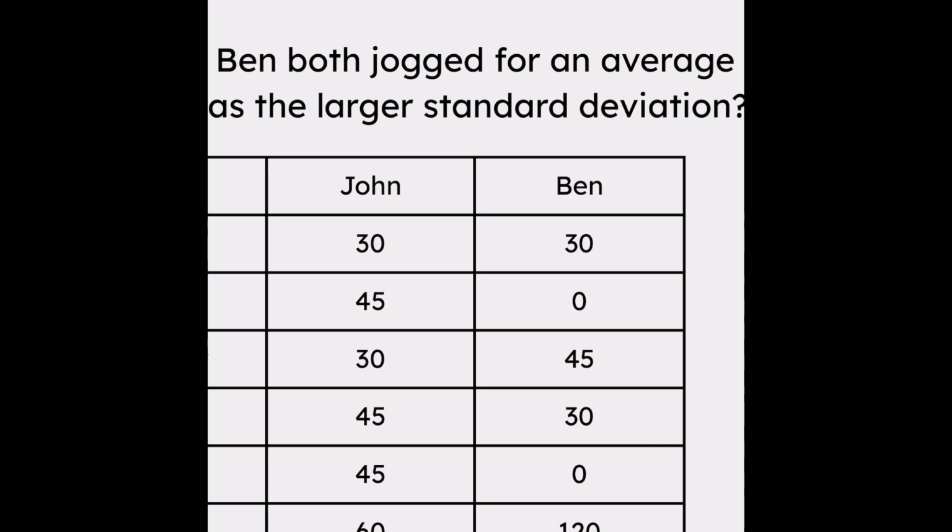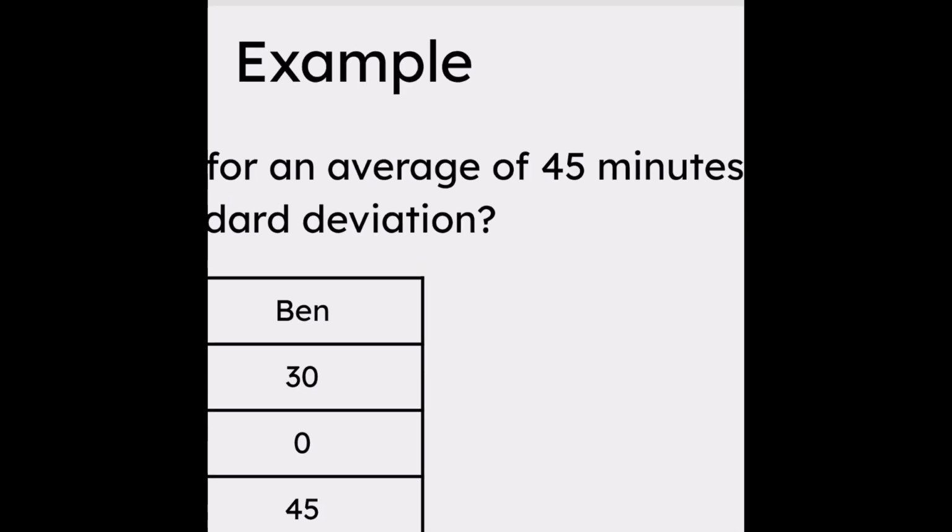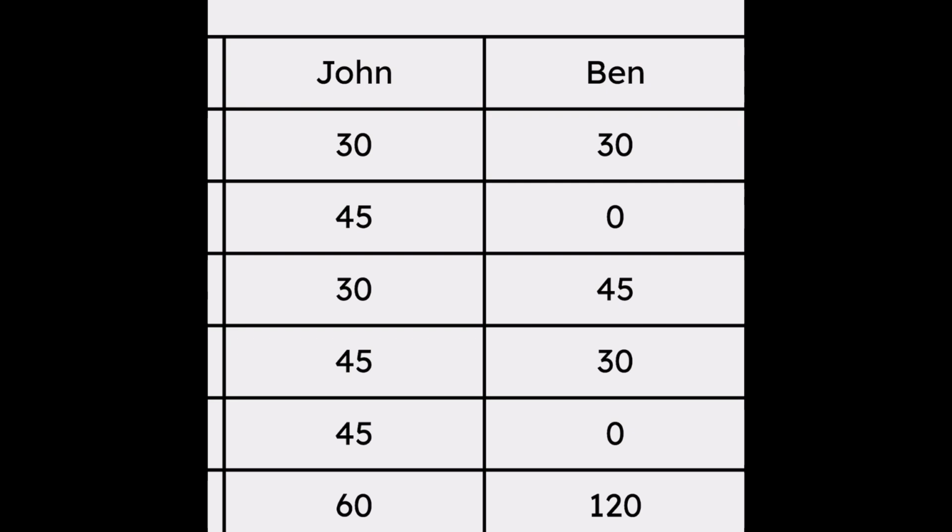But if you look at John's jogging time, he's more consistent, right? 30 minutes, 45, 30, 45, 45, 60. So in general, he's pretty close to his average time of 45 minutes. So he has a pretty small standard deviation, a small spread, because his values are not that different from the mean. If you look at the difference between the mean, which is 45, and John's jogging time, over here the difference is 45 minus 30, which is 15. Over here, it's 45 minus 45, which is 0. The distance between 45 and 30 over here is 15.